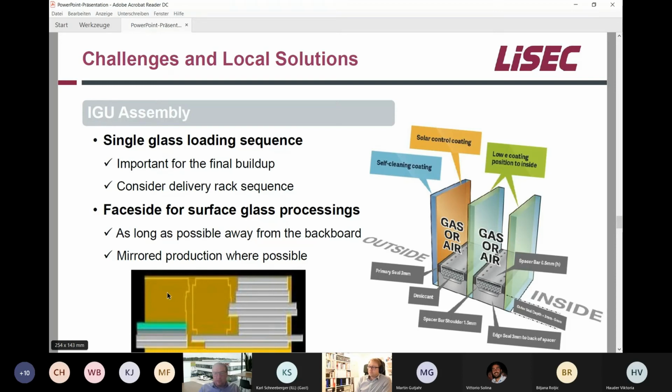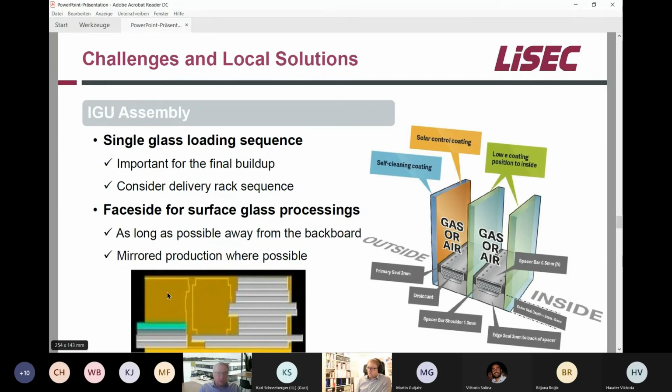And we also have to make sure that these coatings get assembled correctly, especially taking care of the fact that this coating is sensitive to scratches if we run this coated surface against the board of the machine, of course. So in this case, we have to make sure that we either run the glass with the coating facing away from the board, from the backboard, which means we also need to make a reversed or mirrored build.